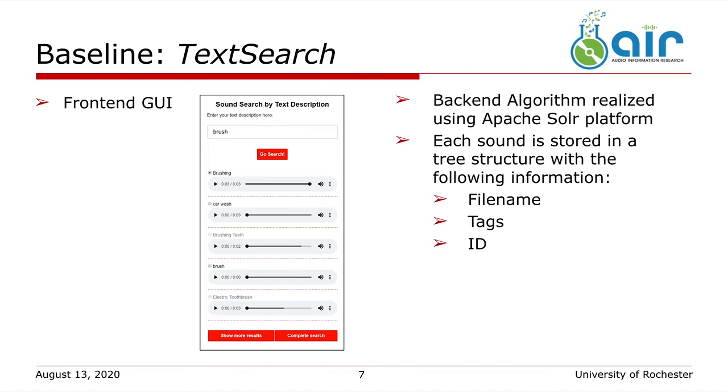It allows a user to enter keywords to find sounds with similar tags. The backend is realized using the Apache Solr platform, where each sound is stored in a tree structure with sound file names, tags, and IDs. This front-end workflow and the backend Solr-based search algorithm are also used in FreeSound. This guarantees the search effectiveness and efficiency of the baseline.